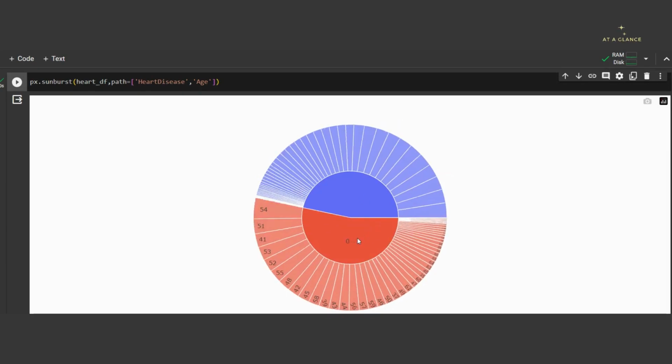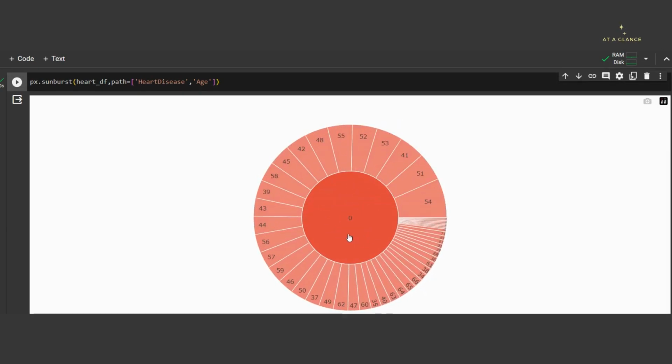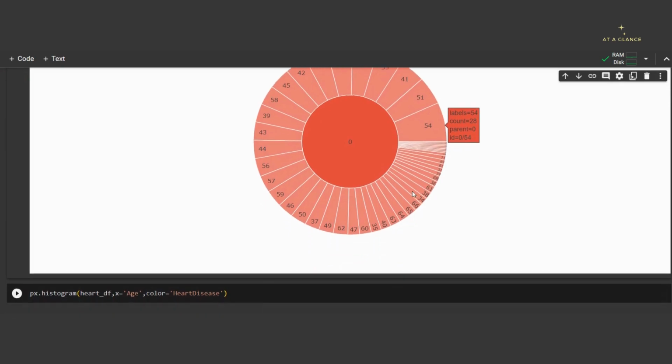Similarly, if you look at this particular label, which says that heart disease is not present, we can see that most of the people are having their age lesser than 55. So if the person is having the age lesser than 55, there are less chances that the person will get heart disease. So this is how the distribution goes with age and heart disease. So now let's move on to the next.